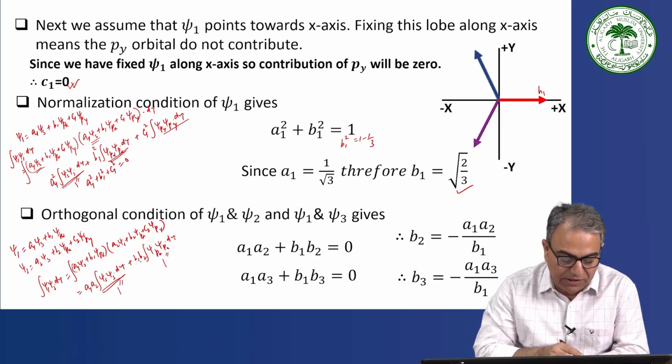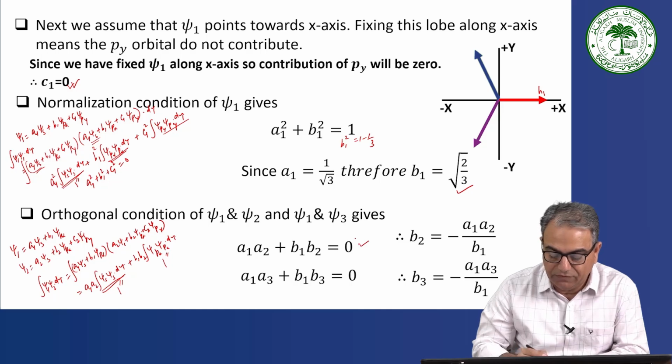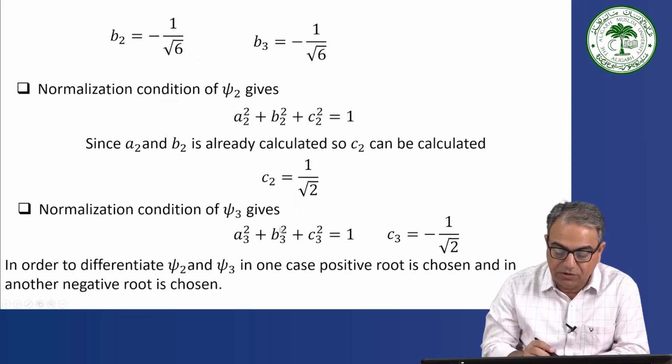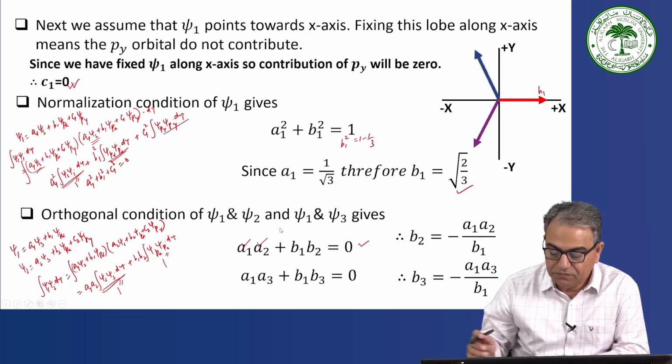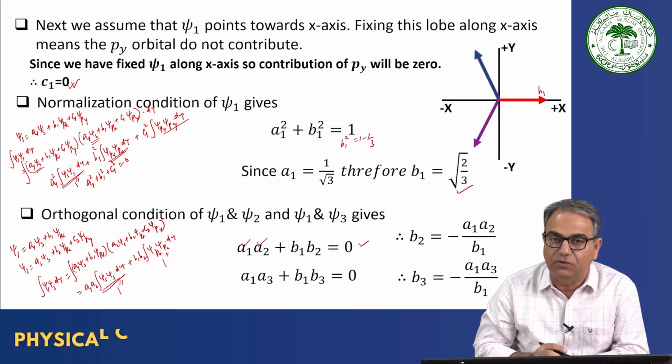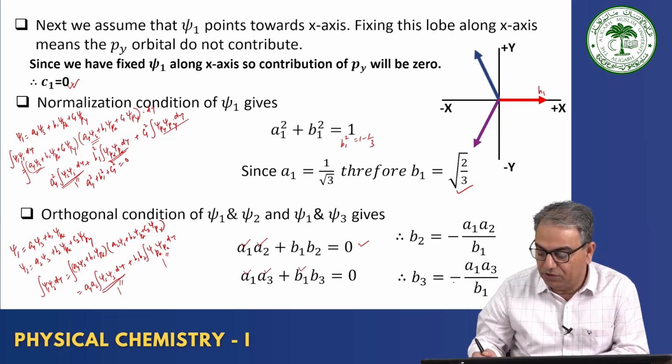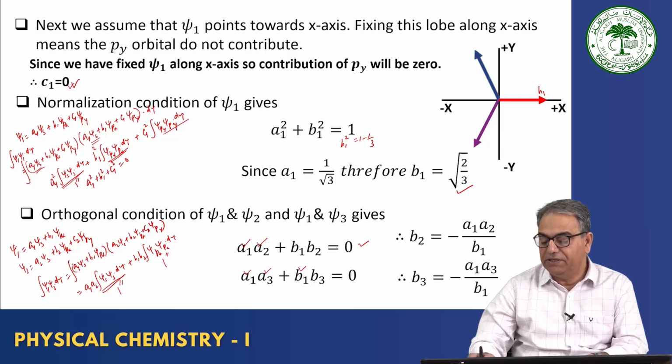So what you can write is a1 a2 plus b1 b2 is equal to 0, and out of this a1 is known to you, a2 is known to you, b1 is known to you. So all three terms are known to you. What you have to find out is b2 only. So b2 you can find out. This is from the orthogonality between psi 1 and psi 2. If you go for psi 1 and psi 3, then similarly you have a1 a3 plus b1 b3 equal to 0. Out of this a1 is known, a3 is known, b1 is known, so b3 also you can find out. So b2 is minus a1 a2 by b1 and b3 is minus a1 a3 divided by b1.